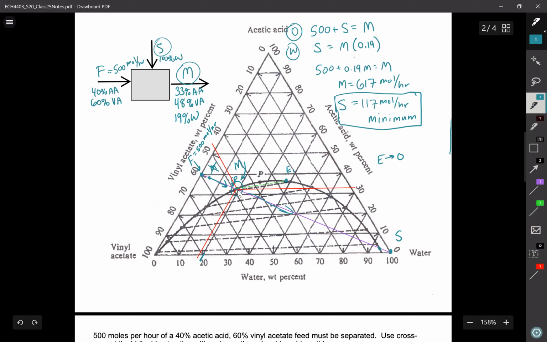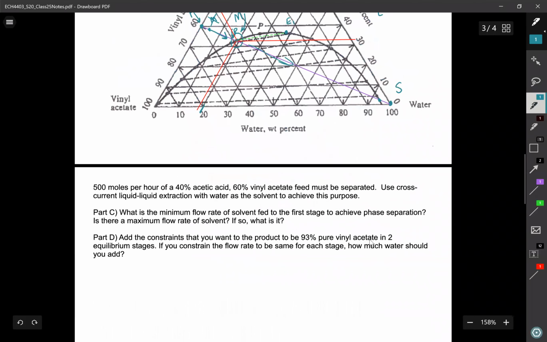But just keep that in mind, that there's a minimum solvent flow rate and, paradoxically, a maximum solvent flow rate that you can have in LLE.